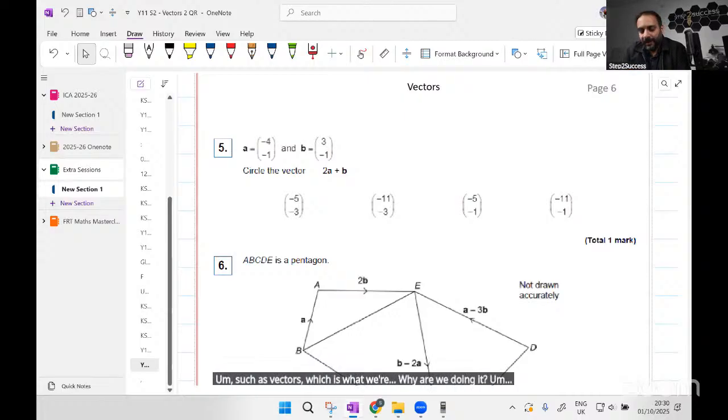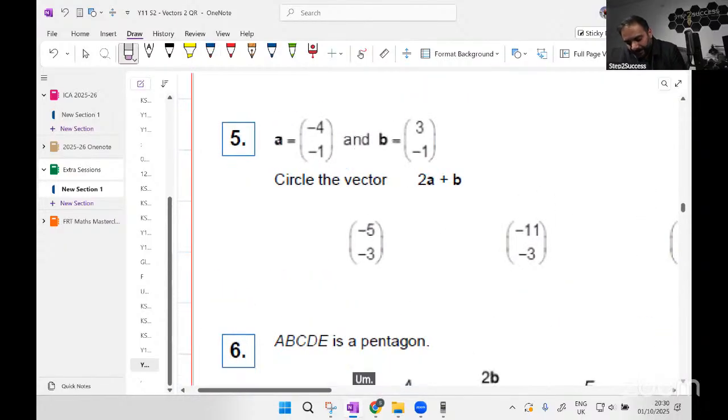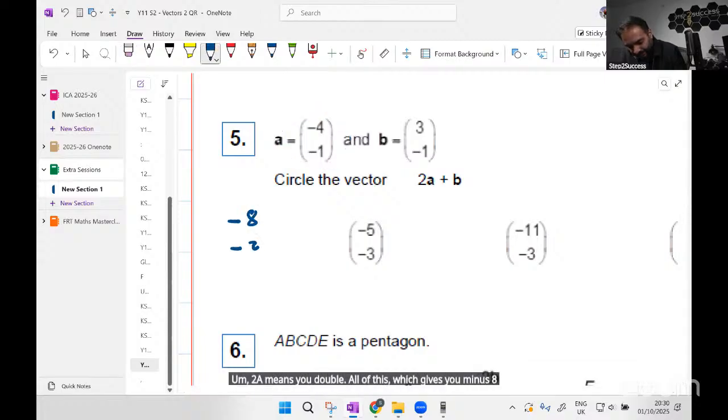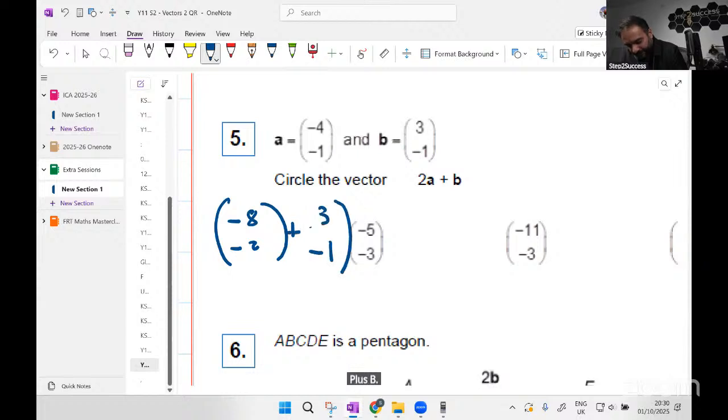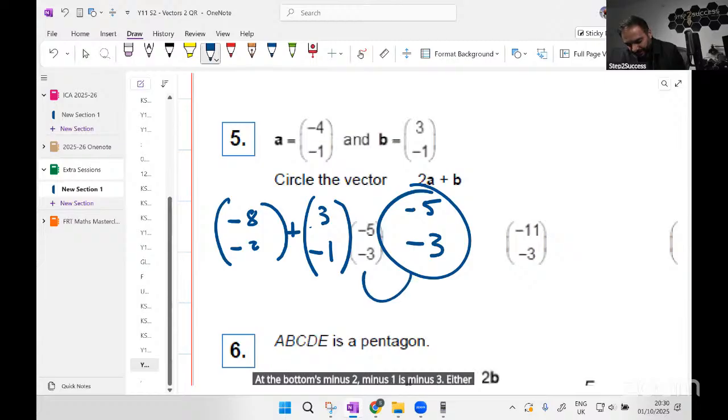Circle the vector 2a plus b. 2a means you double all of this, which gives you minus 8, minus 2, plus b. B is 3, minus 1. Add the tops: minus 8 add 3 is minus 5. Add the bottoms: minus 2 minus 1 is minus 3. Is there a minus 5, minus 3 here?